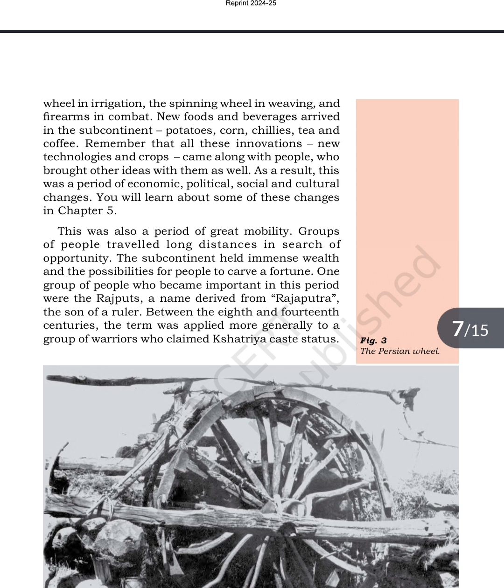This was also a period of great mobility. Groups of people traveled long distances in search of opportunity. The subcontinent held immense wealth and the possibilities for people to carve a fortune. One group of people who became important in this period were the Rajputs, a name derived from Rajaputra, the son of a ruler. Between the 8th and 14th centuries, the term was applied more generally to a group of warriors who claimed Kshatriya caste status.